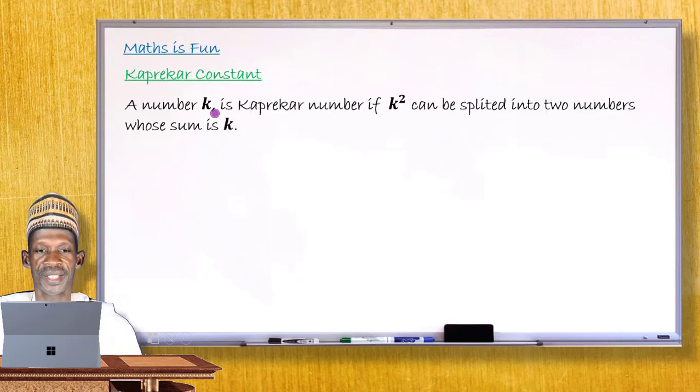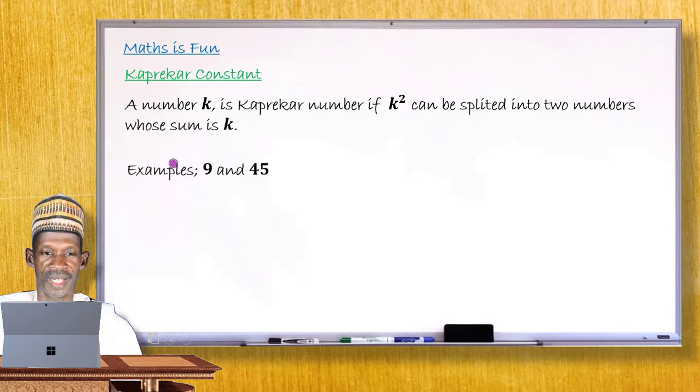So a number k is a Kaprekar number if the square of that number k can be split into 2 numbers, and the sum of those two numbers gives you back your number k. So let's just find out examples. Examples of Kaprekar numbers: I have 9, I have 45. So let me just get 9 squared. 9 squared will be 81.